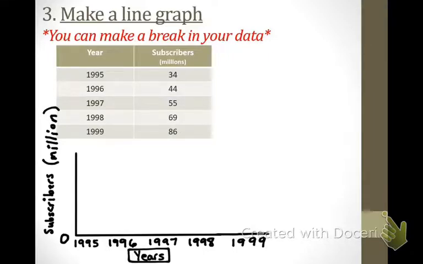Now, I told you one little part in red at the beginning of this slide. I said you can make a break in your data. That means as I'm looking at my numbers, my lowest is a 34, my highest is an 86, but I don't want to start at a 0. I actually want to start at the number 34. If you want to do that, you can make a break in your data. So you're going to cross out that little part on the bottom left, and you're going to put a little tiny arrow to show that I am going to start at a different number than 0.